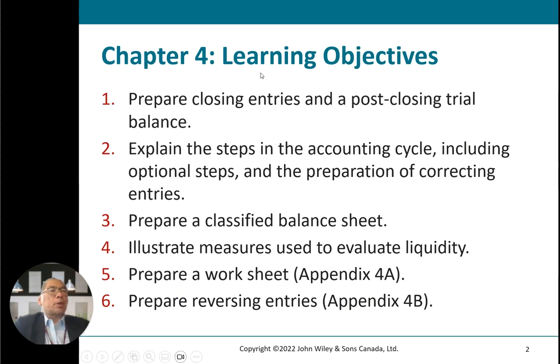We're going to start with the Chapter 4 learning objectives, which are: 1, prepare closing entries and a post-closing trial balance; 2, explain the steps in the accounting cycle, including optional steps; 3, prepare a classified balance sheet; 4, illustrate the use of information to evaluate liquidity; number 5, prepare a worksheet; and number 6, prepare reversing entries.